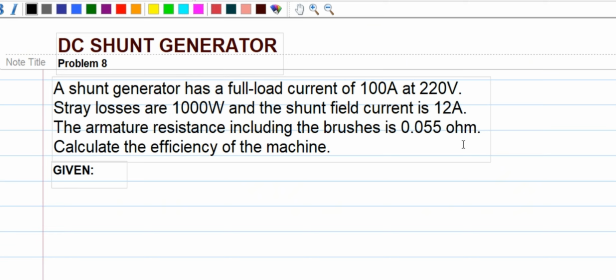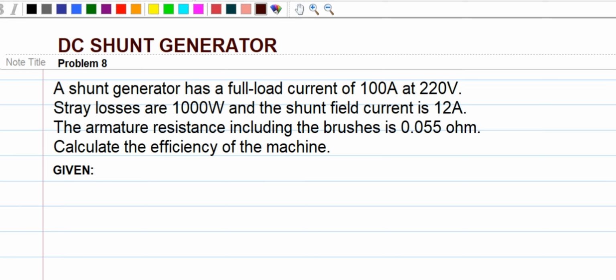In this video, I will show you how to solve a DC shunt generator. A shunt generator has a full load current of 100 amperes at 220 volts. Stray losses are 1000 watts and the shunt field current is 12 amperes. The armature resistance including the brushes is 0.055 ohm. Calculate the efficiency of the machine.